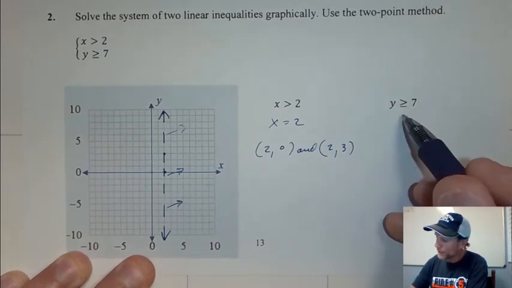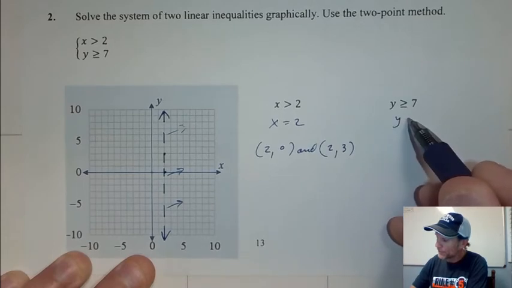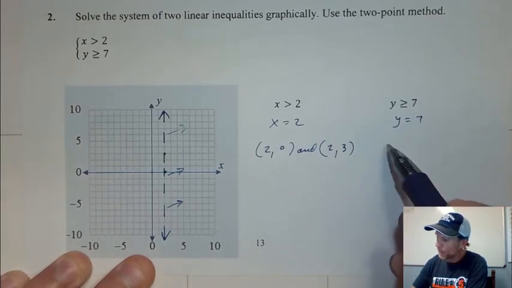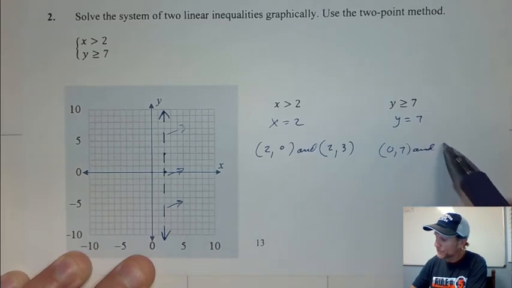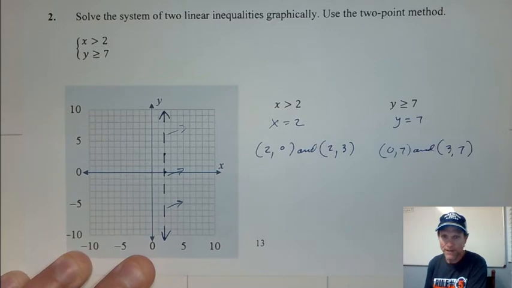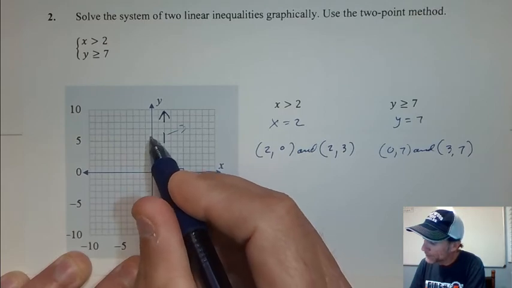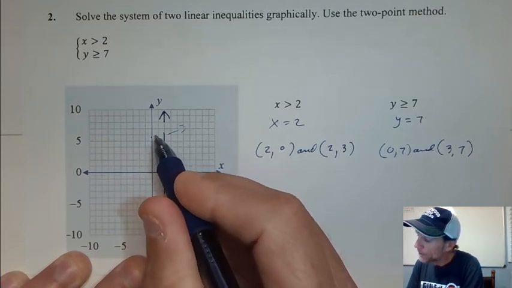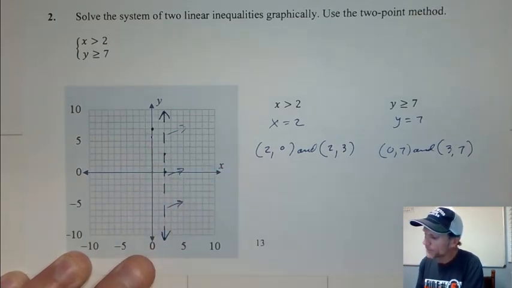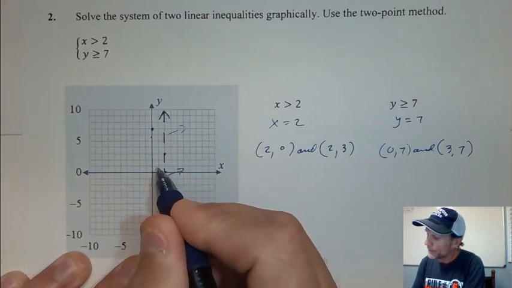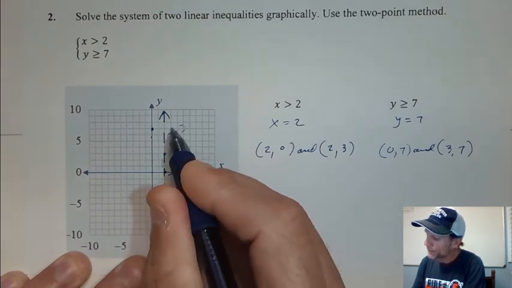Now looking at y is greater than or equal to 7. I'm going to think about y is equal to 7. So the y value is 7. Notice I put 7 for the y value, and I can put whatever I want for the x value, and I'm going to plot those points. 0, 7, 1, 2, 3, 4, 5, 6, 7. I think I got that in the right spot. And then 3, 7 right here.